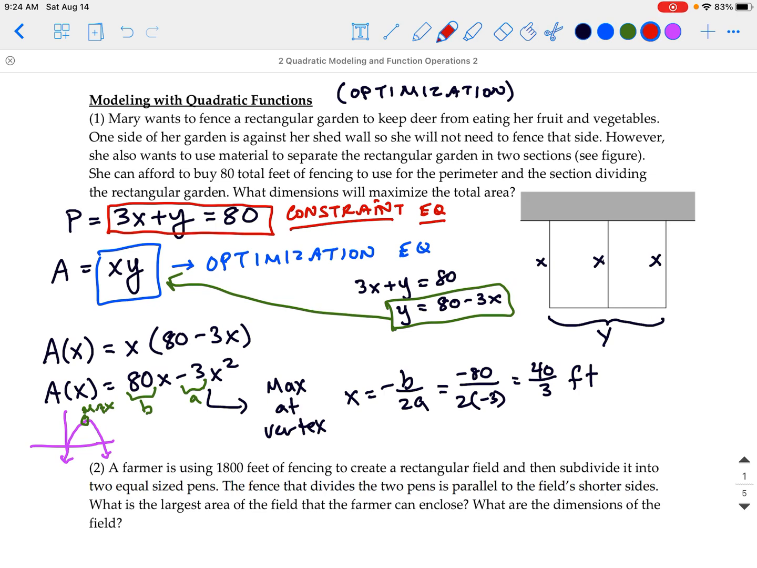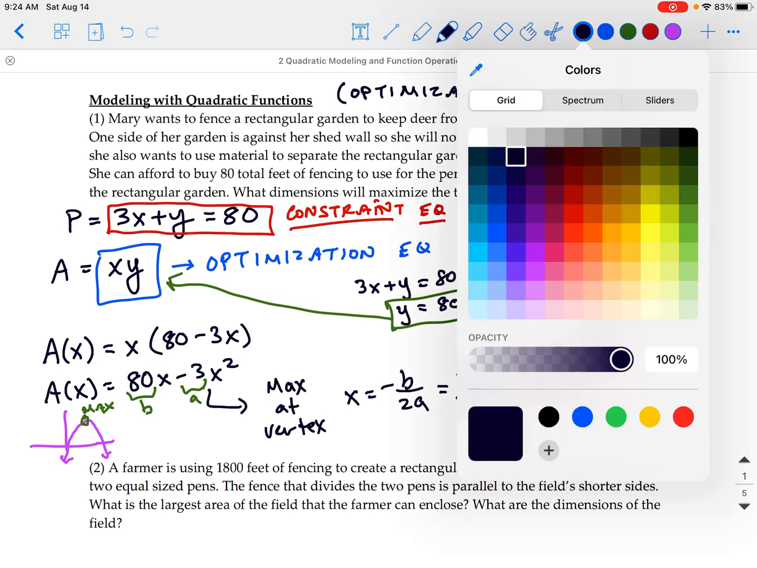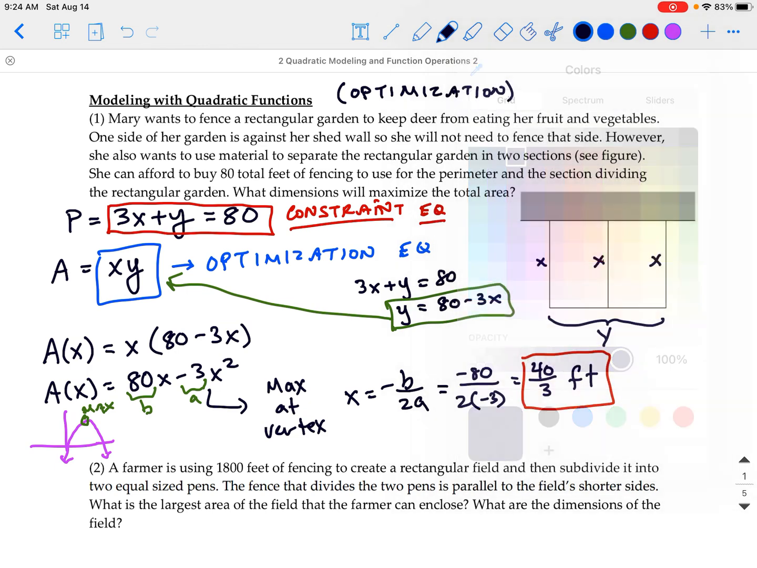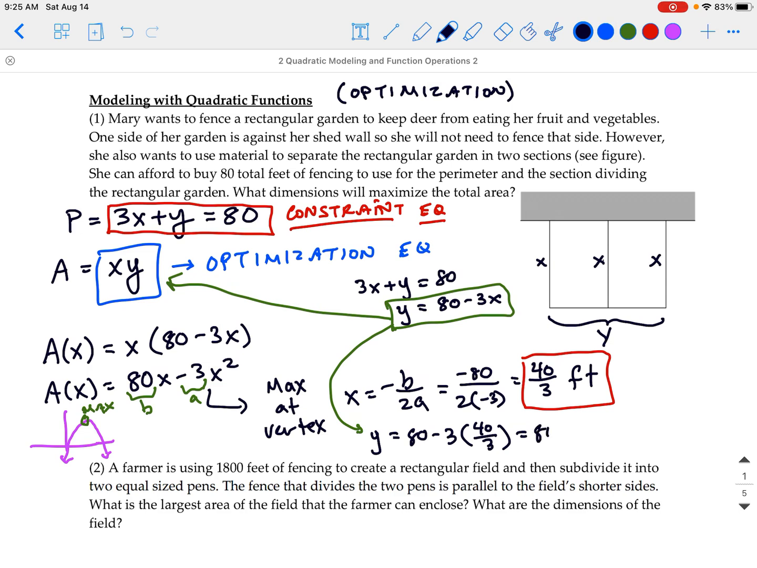And in order to find y, so we'll note we've got our first dimension here. In order to find y, we'll use our constraint equation again. So we'll bring that down here. So y is going to equal 80 minus 3 times the dimension that we just found. And the 40 over 3 times 3 cancels nicely, so it's just 80 minus 40, which equals 40.